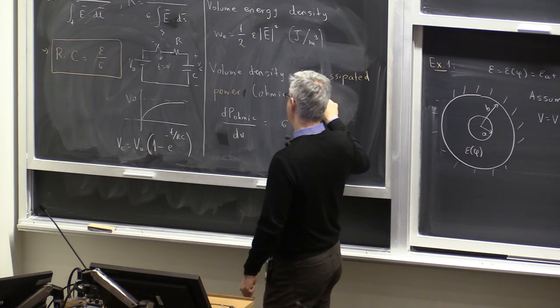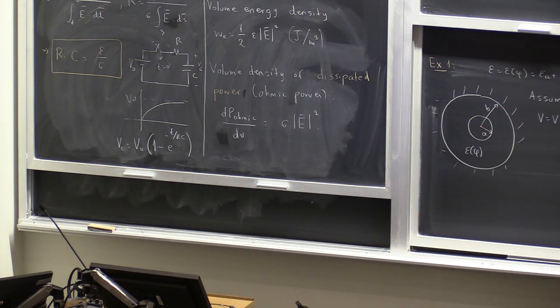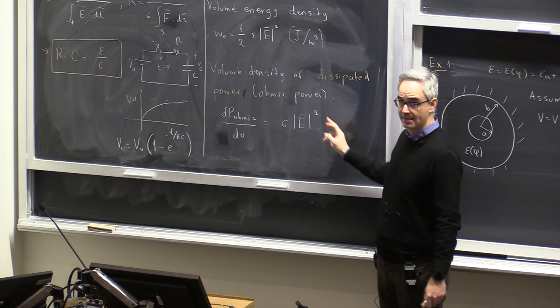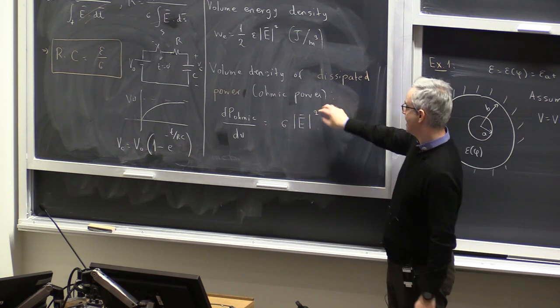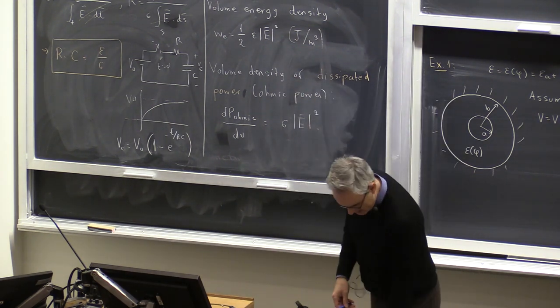This is the power that is dissipated in wires and is converted to heat. That's why wires heat up when there is a current. That can be found, power density, as sigma E squared. Sigma, conductivity, times electric field squared. So you see the electric field squared is there in both cases.